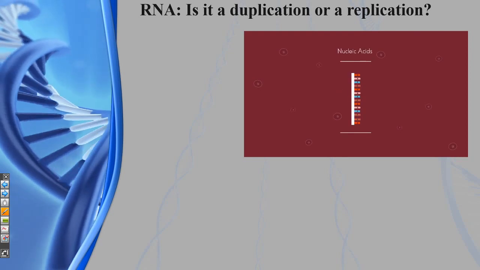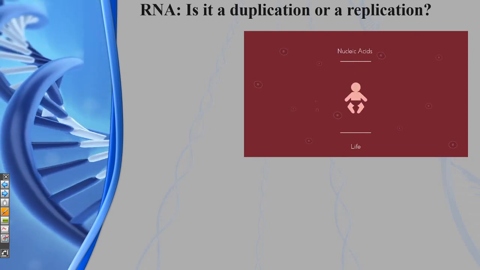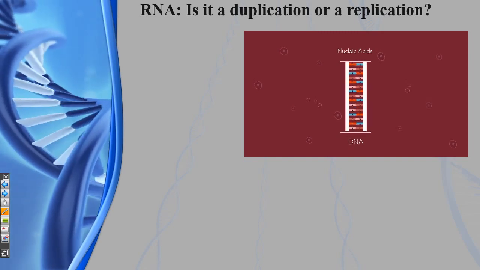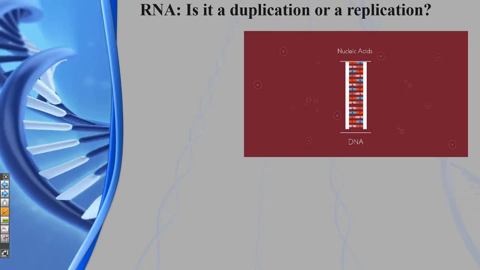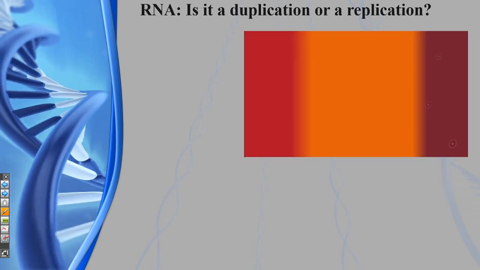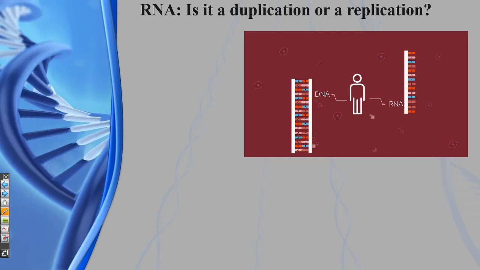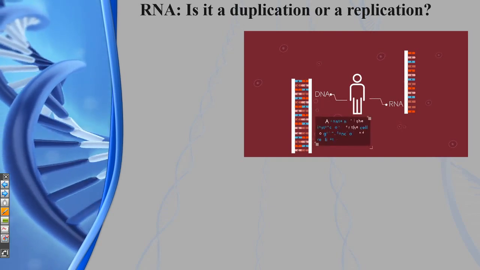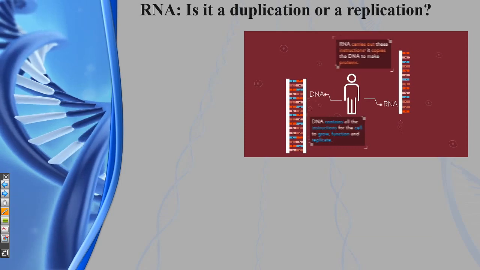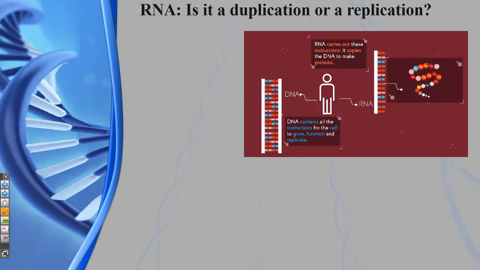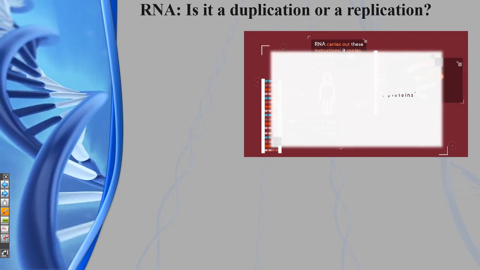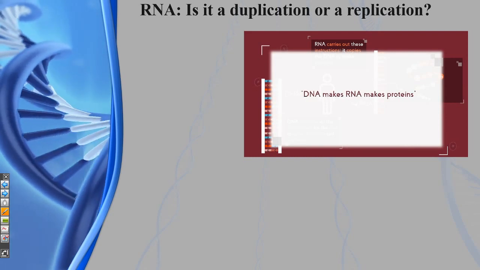nucleic acids are the building blocks of life. Wait, but isn't DNA the building blocks of life? Yes, both are correct. DNA is a type of nucleic acid, and in this video we are going to have a quick look at another type, RNA. We have both DNA and RNA in our bodies. We need them both. DNA is the blueprint. It contains all of the instructions for the cell to grow, function, and replicate. The RNA carries out these instructions. It copies and transfers the genetic code from the DNA to ensure the relevant proteins are made. So just think of it as DNA makes RNA makes proteins.